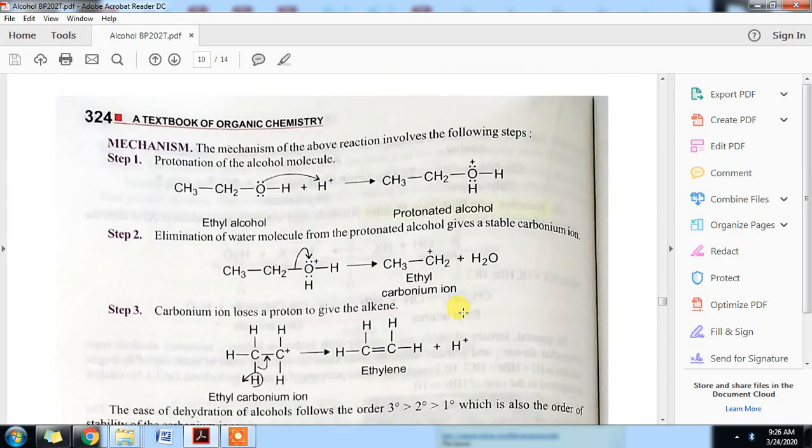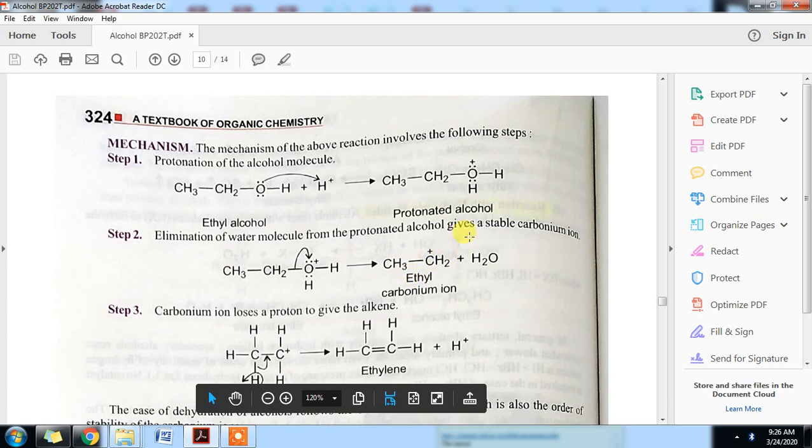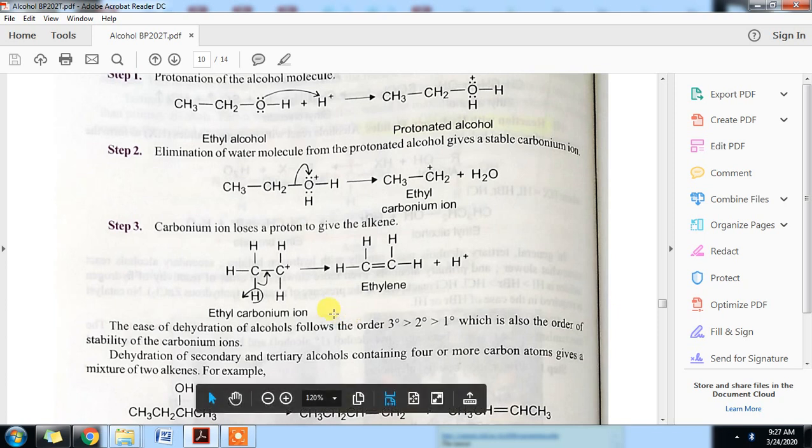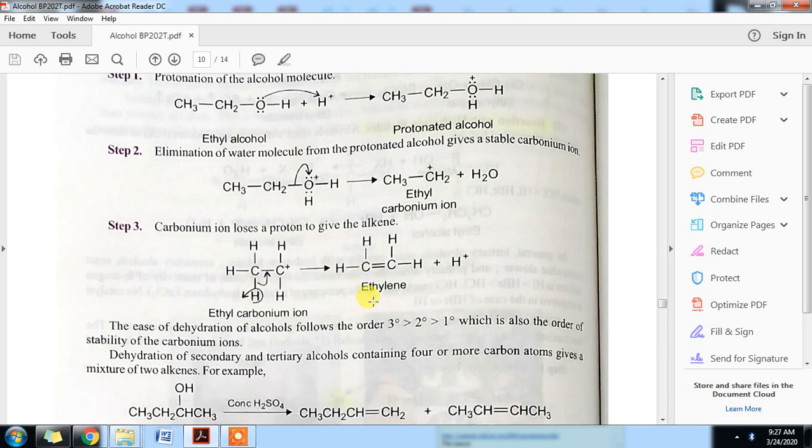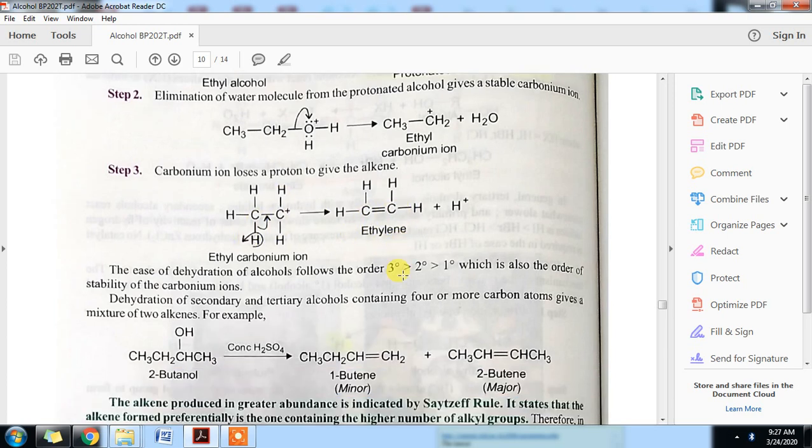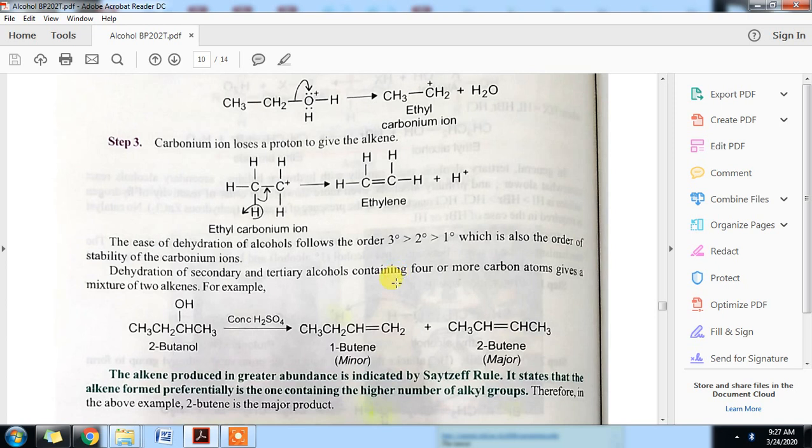So H plus you are seeing. It's E1, meaning a carbocation has to be there. So the carbocation has been formed. Once the carbocation is formed, it has to be stabilized. The hydrogen at the antiplanar position is going to be removed and it's going to form this kind of thing, okay, ethylene. You know that in carbocation formation, tertiary is always more stable compared to secondary and primary.